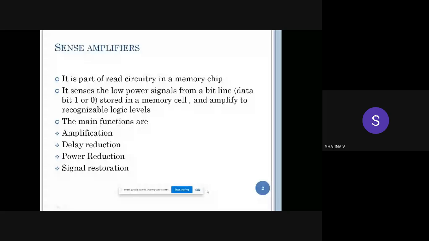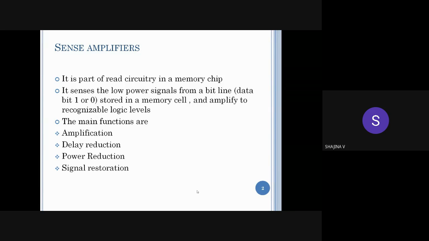We have explained yesterday that the sense amplifier is part of the read circuitry in a memory chip. It senses a low power signal from a bit line, that is 1 or 0 stored in the memory cell, and amplifies it to recognizable logic levels. That is why they are called sense amplifiers. The main functions are amplification, delay reduction, power reduction, and signal restoration.